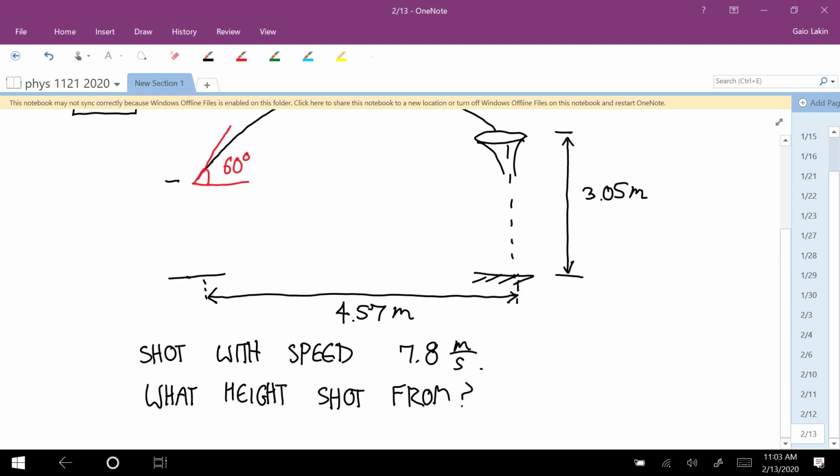That would be an interesting basketball strategy, to just get really good at shooting with one angle and one speed, and then just shoot from different heights.